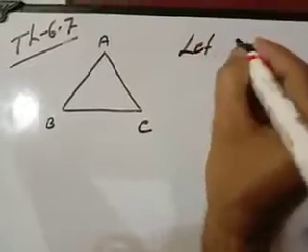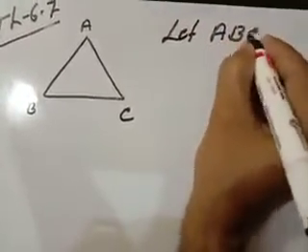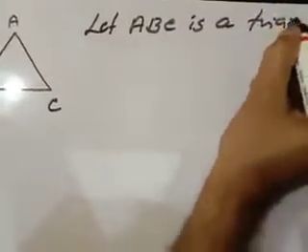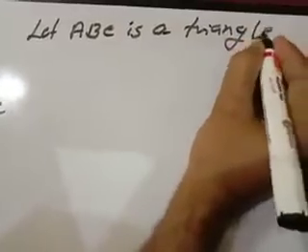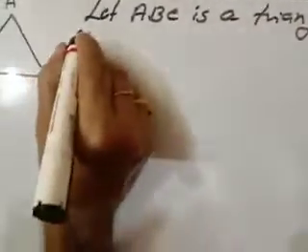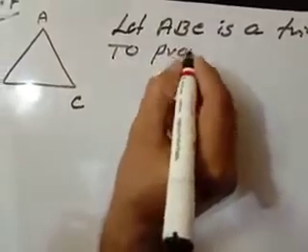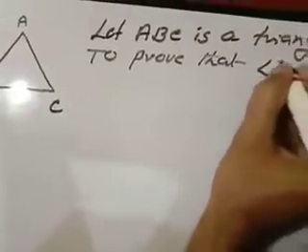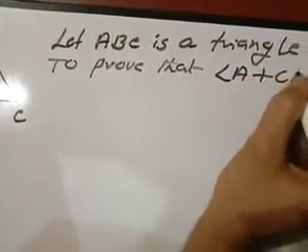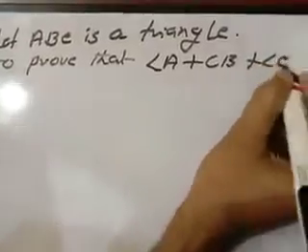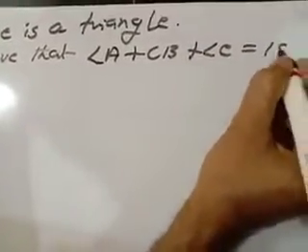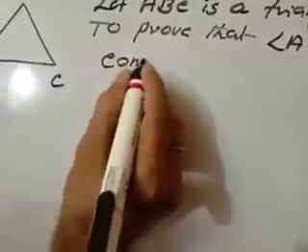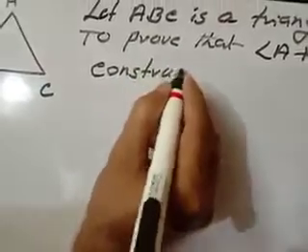Let ABC be a triangle. What you have to prove? The sum of the three angles of a triangle is 180 degrees. To prove that: angle A plus angle B plus angle C is equal to 180 degrees.